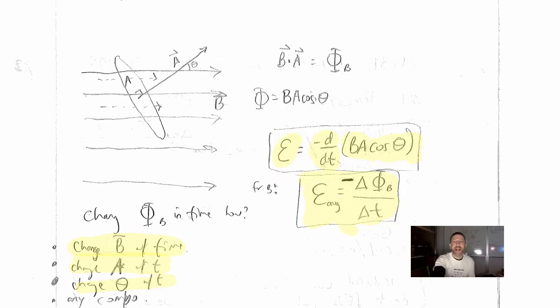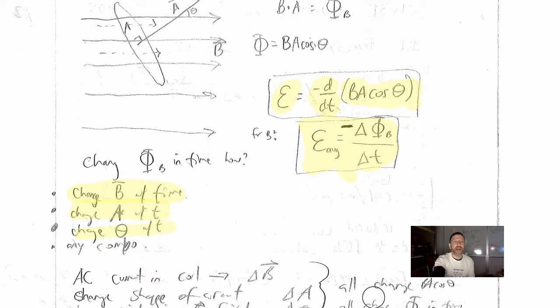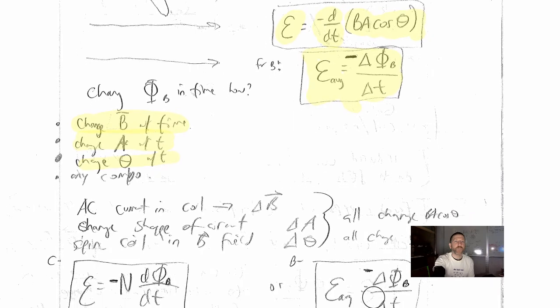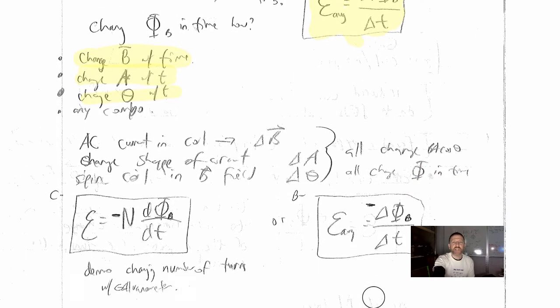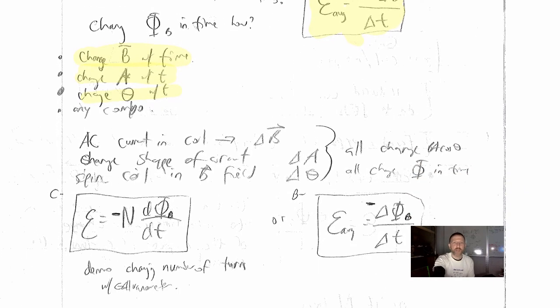You can also combine any of these things. You can combine changing the magnetic field, the area, or the angle. Any changes with time will change your flux. So you can get an AC current in a coil that changes the magnetic field. You can change the shape of the circuit. You can spin the coil, change the area, change the angle. All these change BA cosine theta, so they all change flux.